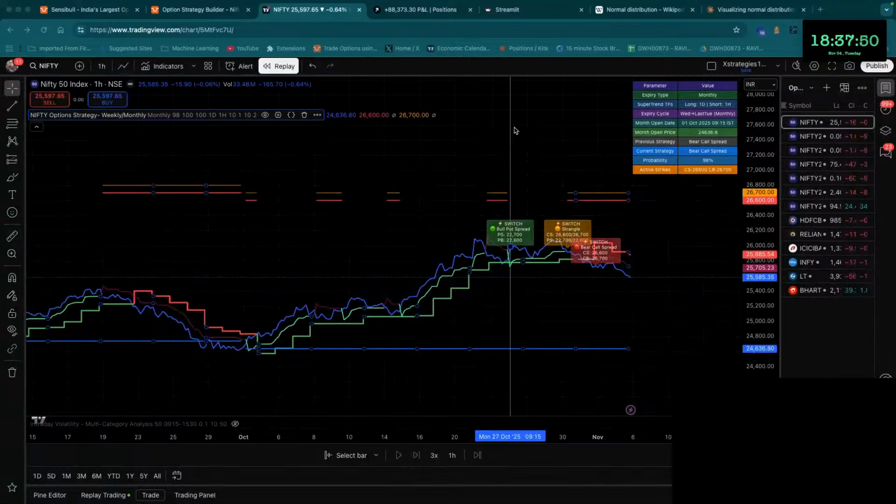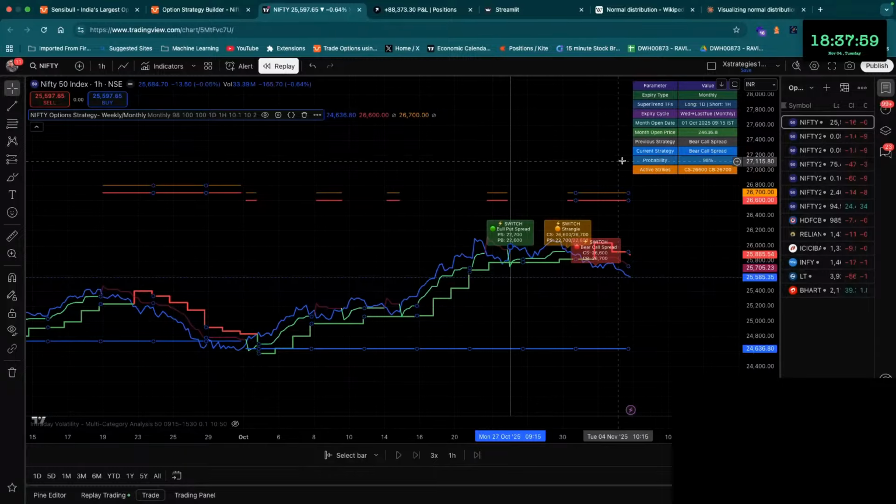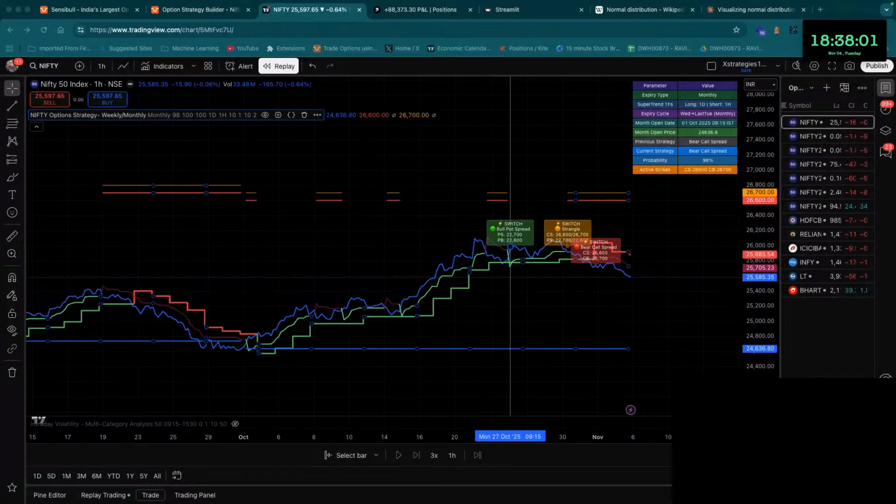This indicator, the volatility indicator, is already live, and you can definitely go and check. But for the Nifty indicator, you need some access permission. If you can ping me on Twitter, I'll be able to give it to you.